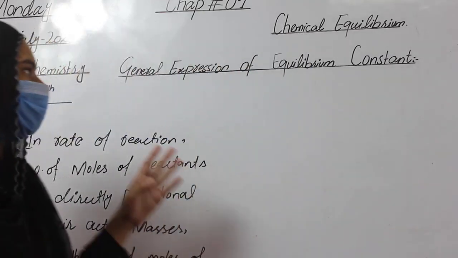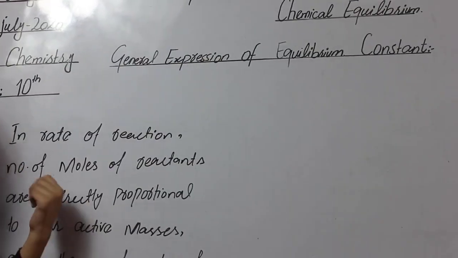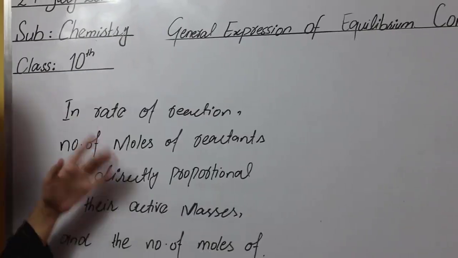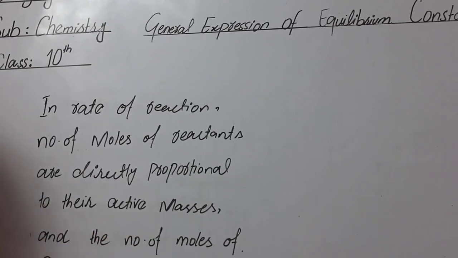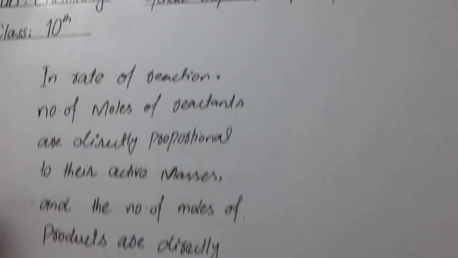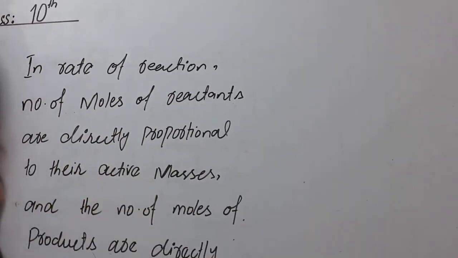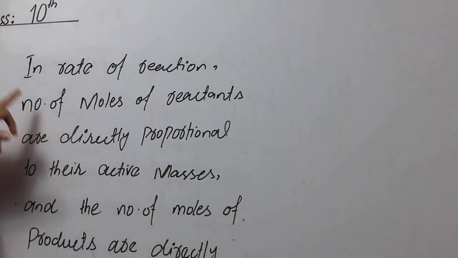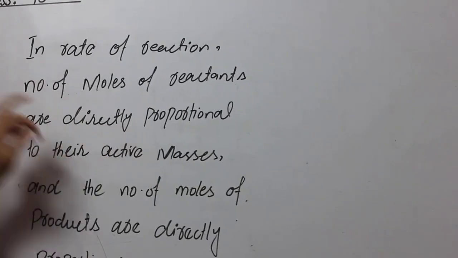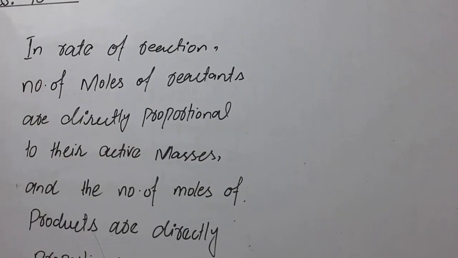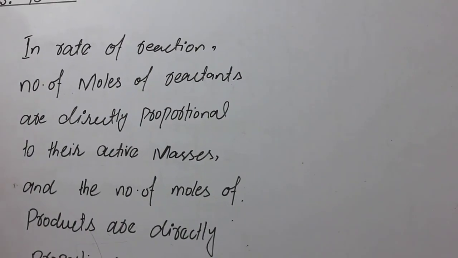The law for the general expression is that in the rate of reaction, the number of moles of the reactants, which is the new thing in the equilibrium constant, is directly proportional to their active masses. In the law of mass action, if you remember, only reactants are directly proportional to their active masses, but in the case of the equilibrium constant we deal with reactants and their number of moles collectively, and the same for the number of moles of the products, which are directly proportional to their active masses.